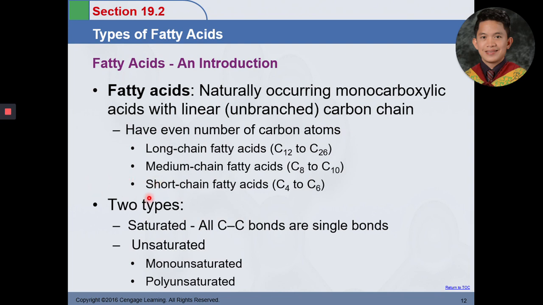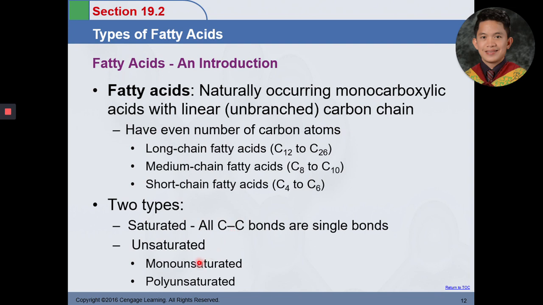Now, we classify fatty acids into two categories, and these are the saturated and the unsaturated fatty acid. Now, the difference between the two is very easy. For saturated fatty acids, these are the fatty acids that do not contain double bonds. Therefore, all carbon-to-carbon bonds are single bonds, whereas unsaturated fatty acids are those that do contain double bonds.